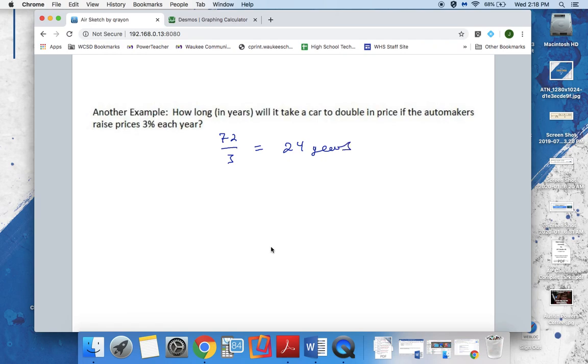Now, just between you, me, and the fence post, cars have more than doubled in price in the last 24 years, or so it seems. That's just me talking now. Okay, so there is your information about some more things with compound interest.